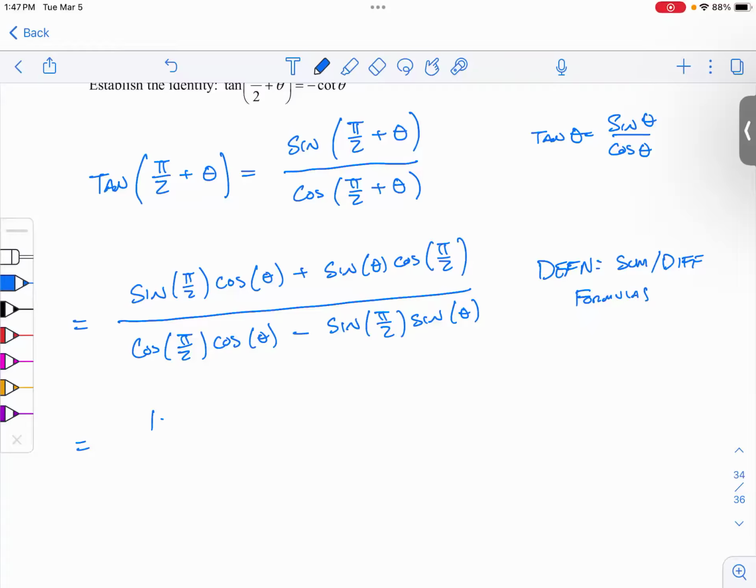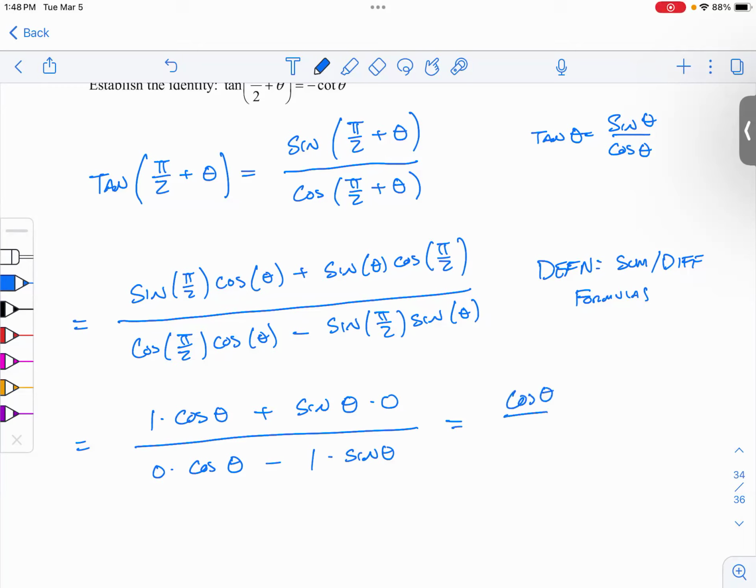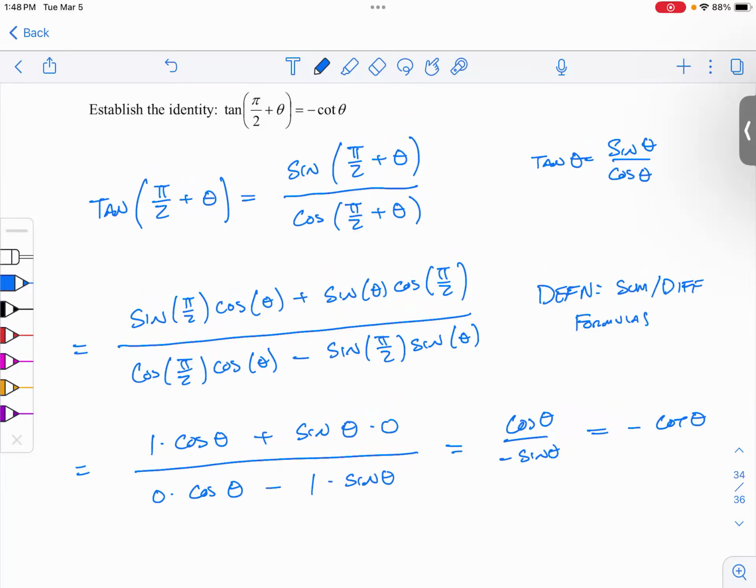So sine of pi over 2, that's 1 times cosine theta plus sine theta times cosine pi over 2, 0. Cosine pi over 2, 0 times cosine theta minus sine pi over 2 is 1 times sine theta. Bunch of ones and zeros, so all I'm left with here is cosine theta divided by negative sine theta. Cosine over sine is cotangent. And oh look, that's what we were looking for.